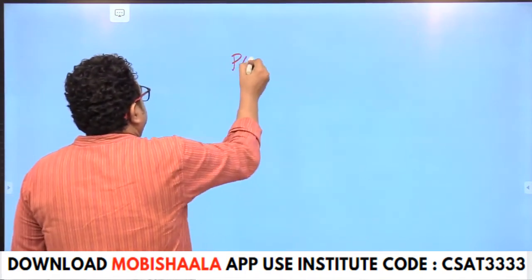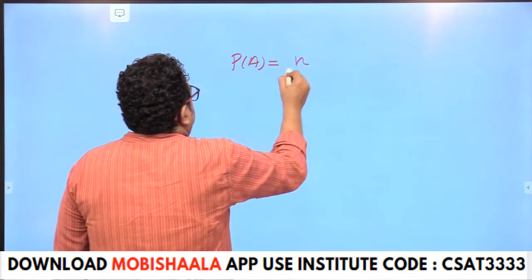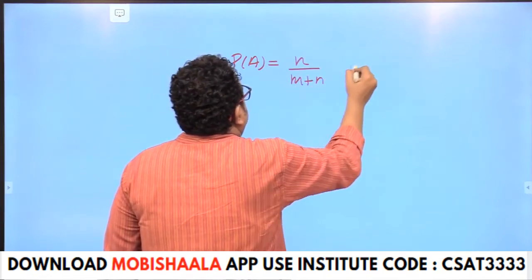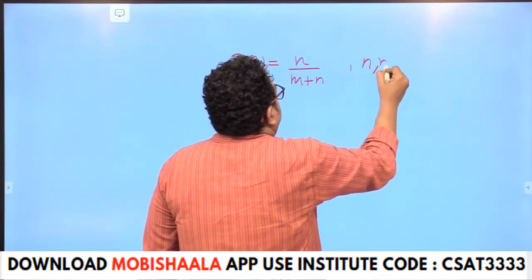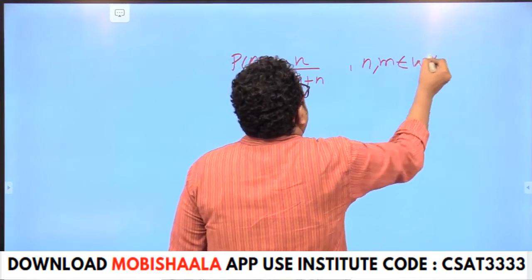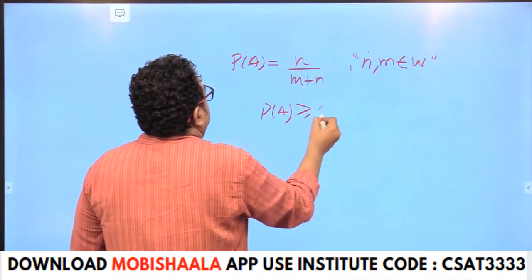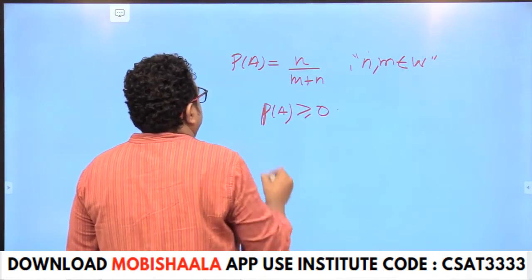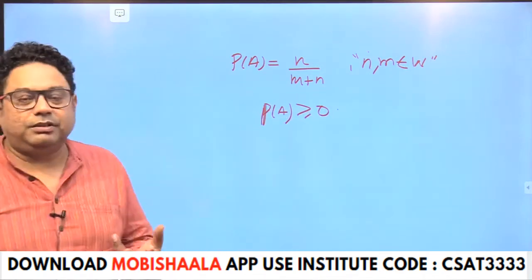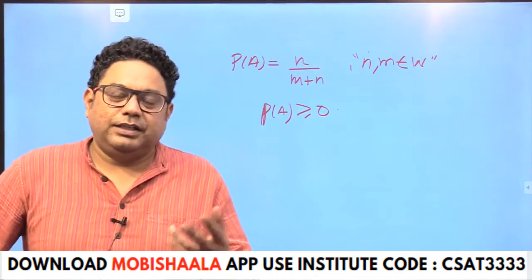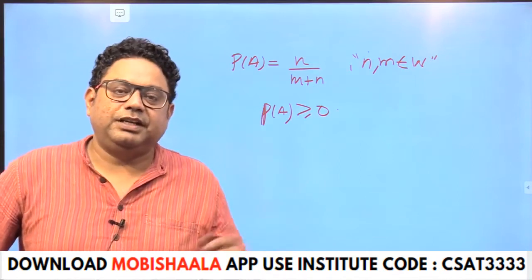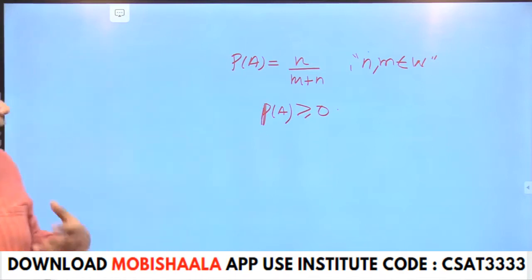I say probability of A is n upon m plus n, where n comma m belong to whole numbers, which means probability of A is always greater than or equal to 0, isn't it? Whole numbers, so every answer would actually be a positive answer. So probability is always positive or equal to 0, because n belongs to whole numbers, so n can be equal to 0.